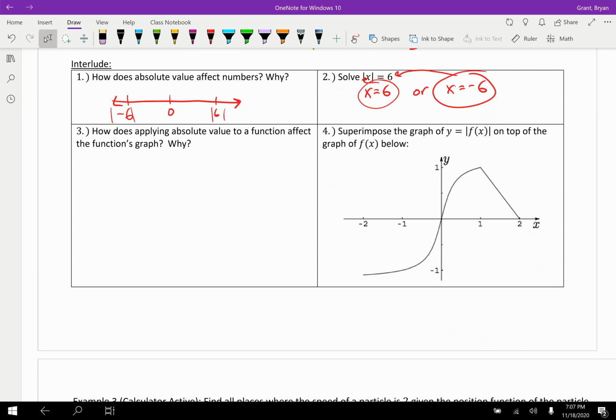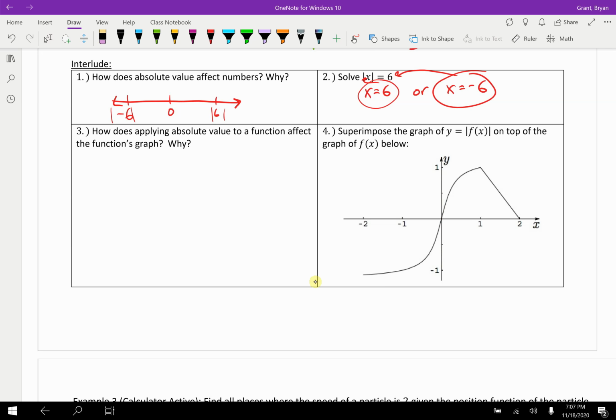Well, we have 2 more things to look at. How does applying absolute value to a function affect the function's graph? Well, if the absolute value is going to make every answer positive, every output positive, and the output of a graph is the y-axis, then wouldn't it change all of our y values to positive values?